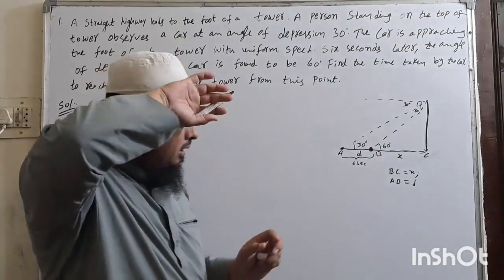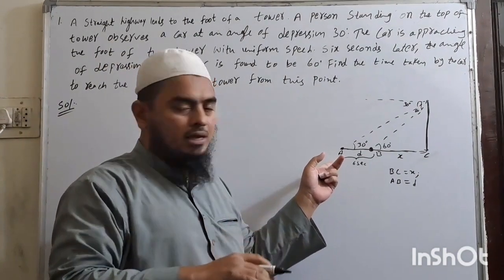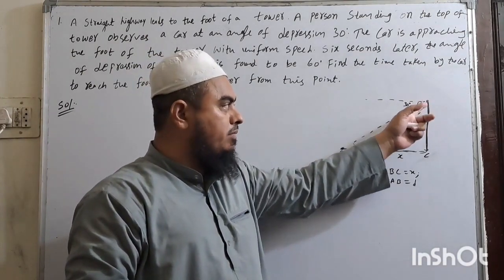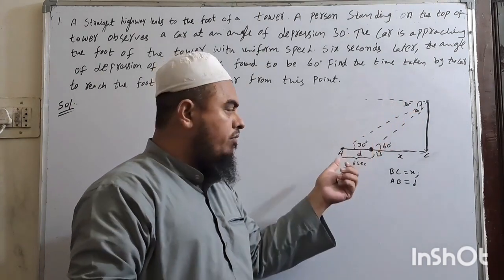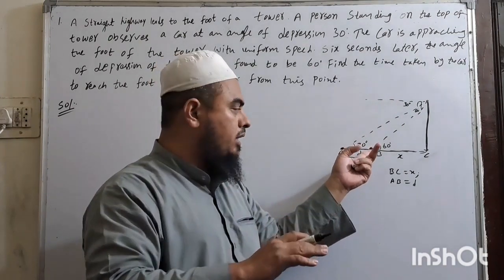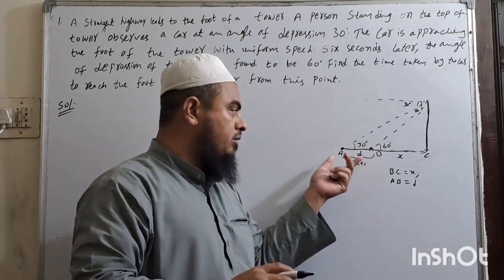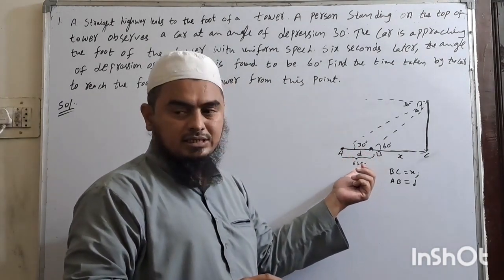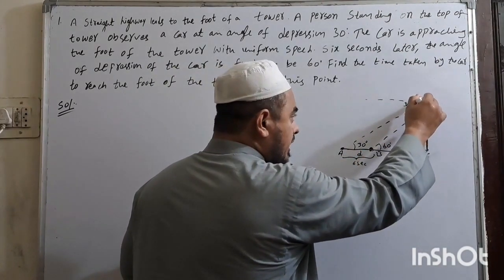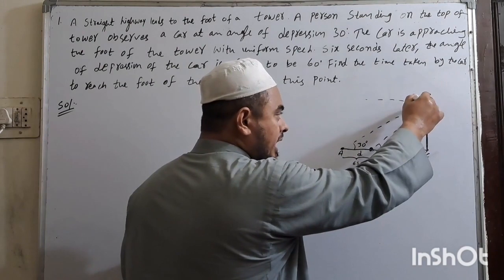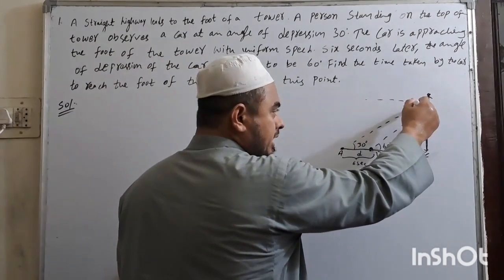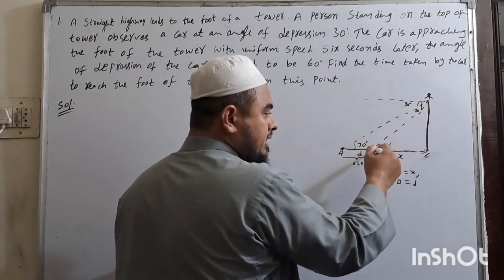So initially, when the car is located at position A, the angle of depression from where he is observing is 30 degrees. Now the car moves to location B, and the time taken for the movement of the car from A to B is 6 seconds. Okay. Now when the car is at B, the observer who is standing at this place is observing with an angle of depression of 60 degrees. So here we have 30 degrees for A, 60 degrees for B.